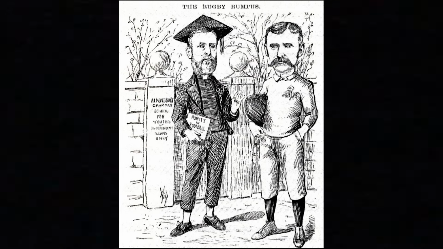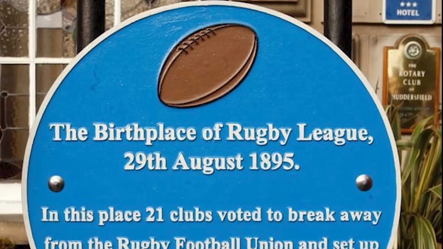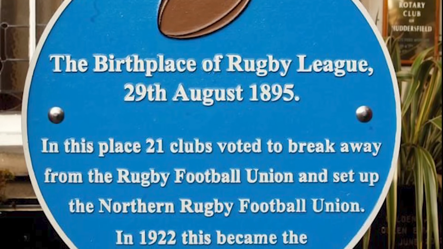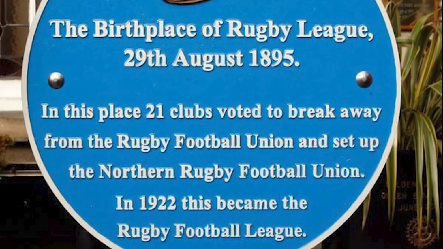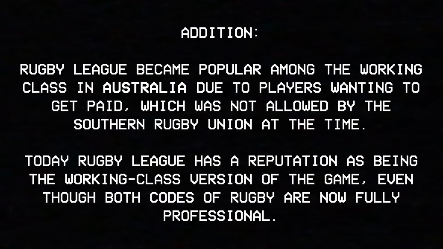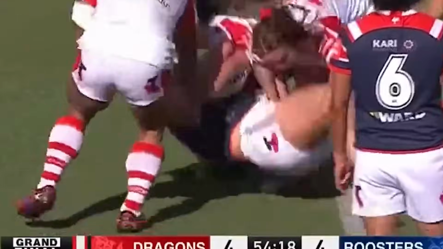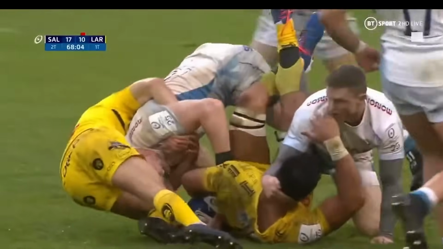Anyway, so in 1895, that group of teams in Northern England created their own governing organization, which eventually became known as the Rugby Football League. And the two codes of rugby began evolving independently of one another. Today, the two codes are different enough from one another that they are generally considered to be two distinct sports.